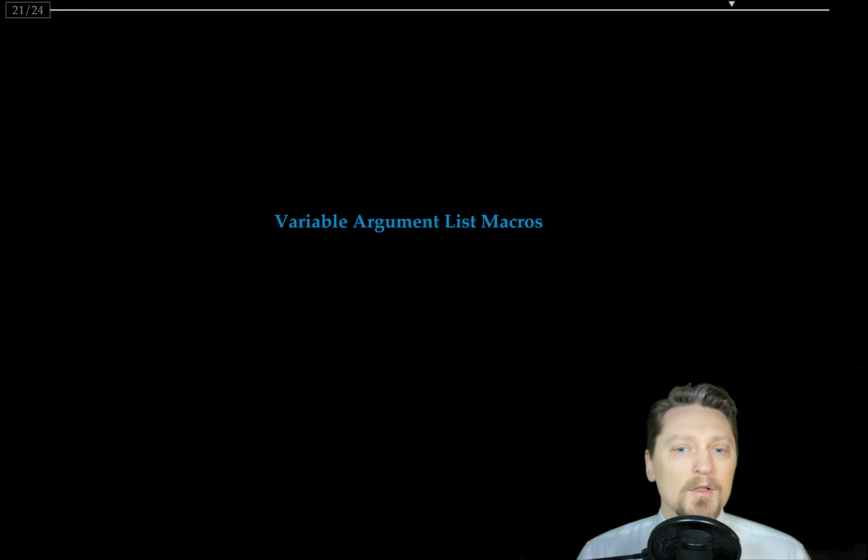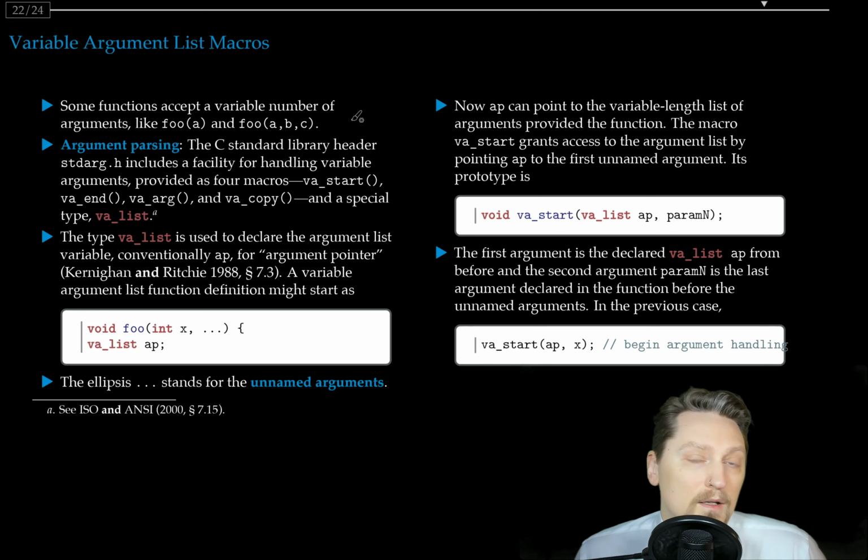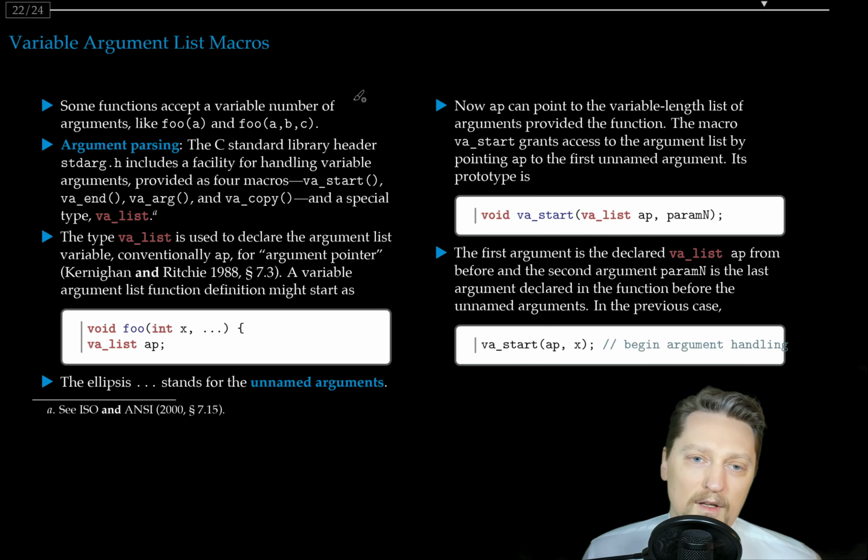Finally, variable argument list macros. Some functions accept a variable number of arguments, like foo of A and foo of A, comma B, comma C. So the same function foo can take a single argument or it could take multiple arguments, and this would be a variable number of arguments if it was, in fact, able to do that.